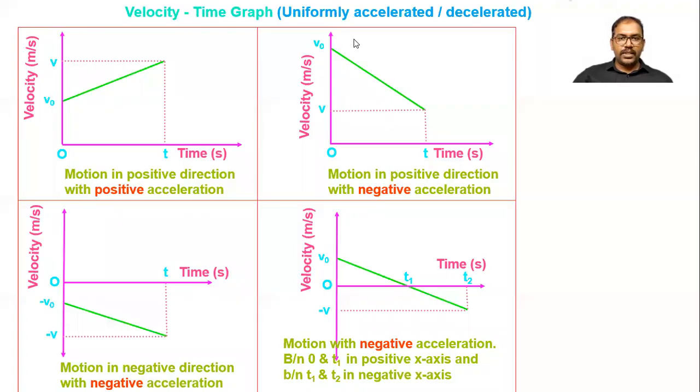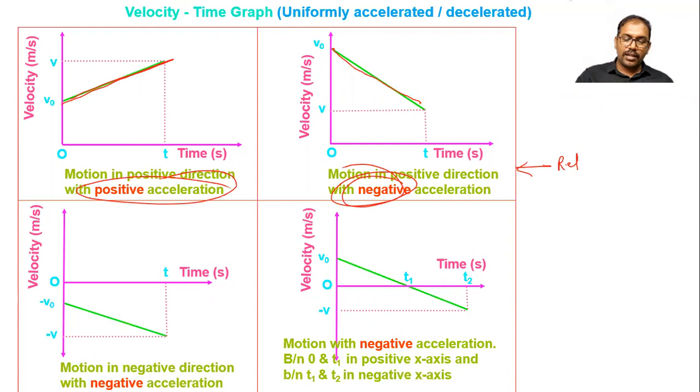Now you can see some velocity-time graphs. This is graph one: motion in the positive direction with positive acceleration. If you get this type of graph, it is positive acceleration. If this is the graph, it means speed decreases, which means negative acceleration, or you can call this retardation. Retardation means negative acceleration. Now this is the third graph: motion in the negative direction, so here negative acceleration like this. And here, motion with negative acceleration. You can see the fourth one also.